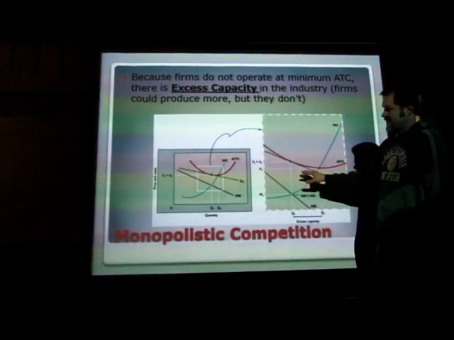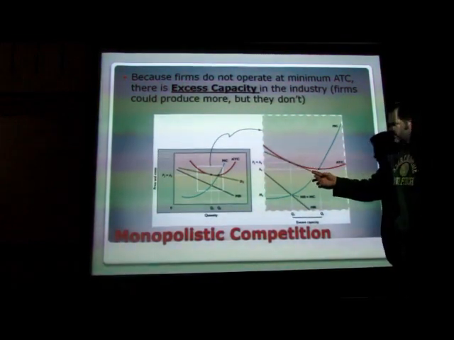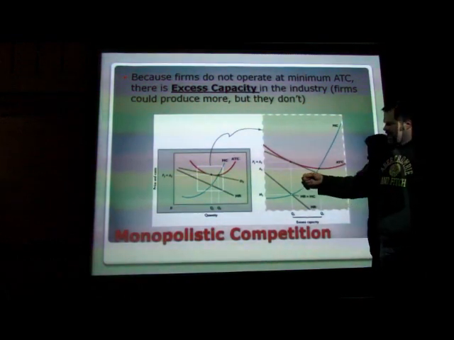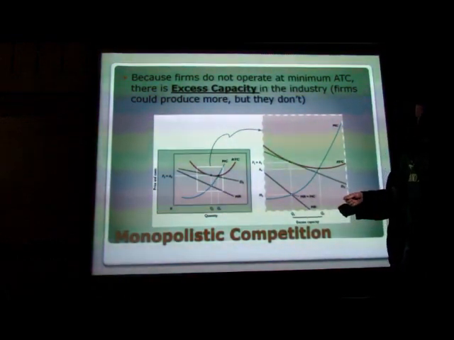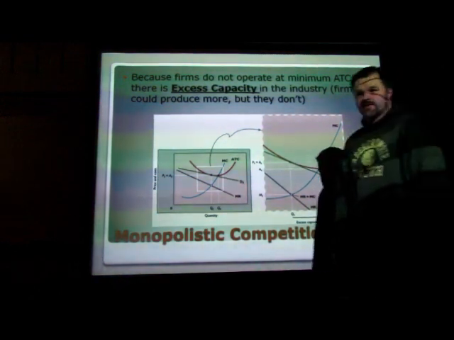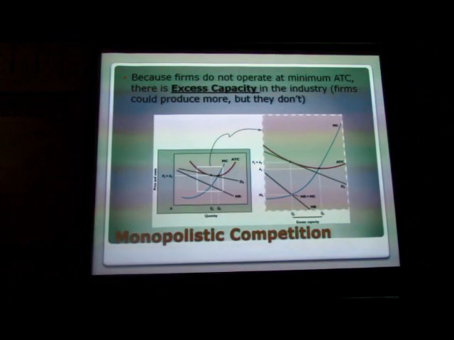Now you can't really tell from looking at this graph. It's pretty close, but when you look at it here, you can definitely tell price is higher than it should be and output is lower than it should be. And that, again, means that we are inefficient, just like we were with monopoly. I believe that might be our last slide. There is one more, but we don't need to go over that one.